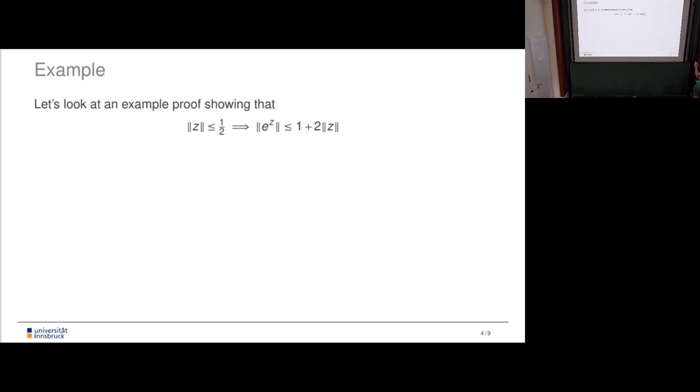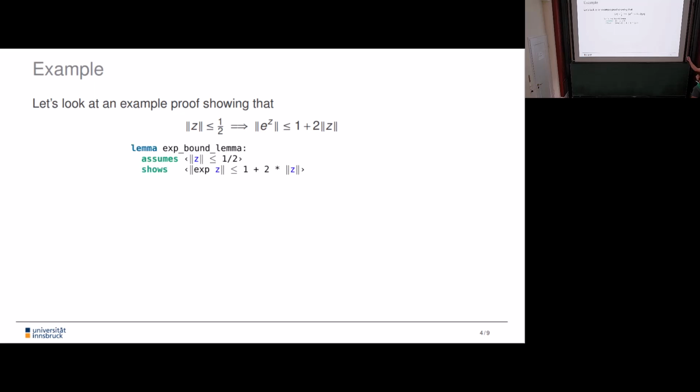Right, so some concrete examples, what does an Isabelle proof look like? That's a very simple example that I encountered, I think, a few years ago. You can think of it as a complex number z with a norm less than or equal 1/2, and you want to show that the norm of e to the z is less or equal 1 + 2 times the norm of z. I think it works in more general cases, I think it works for any kind of Banach space or something like that.